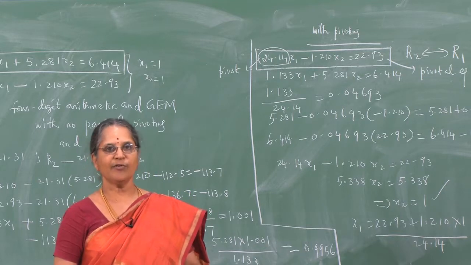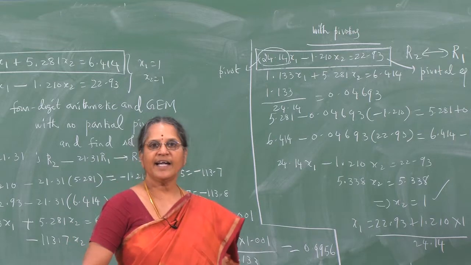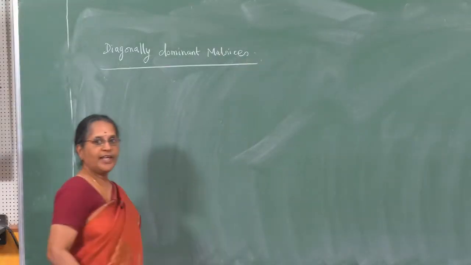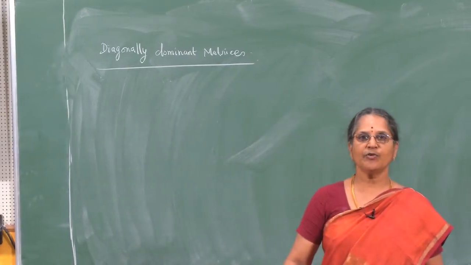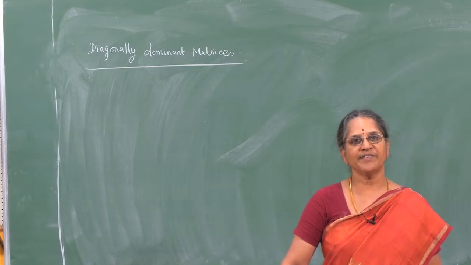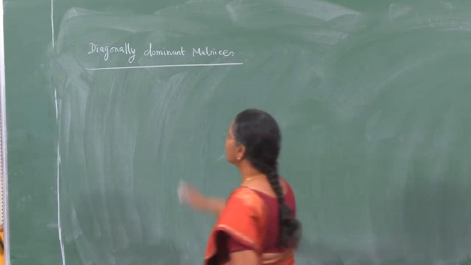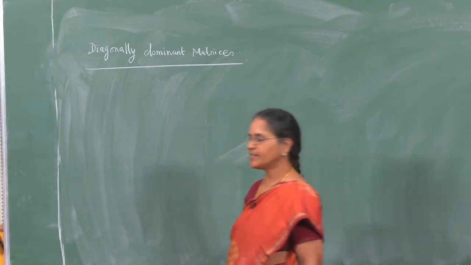So, we write down the result, and we will also explain what we mean by a diagonally dominant matrix. So, there are certain classes of matrices for which Gauss elimination method can be safely used without partial pivoting. One such class is the class of diagonally dominant matrices.